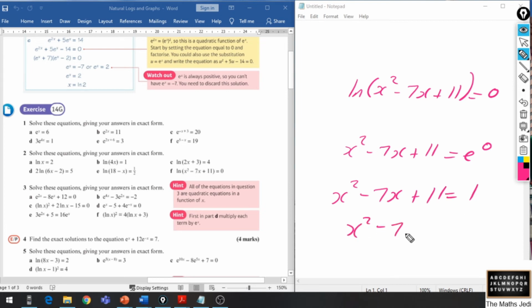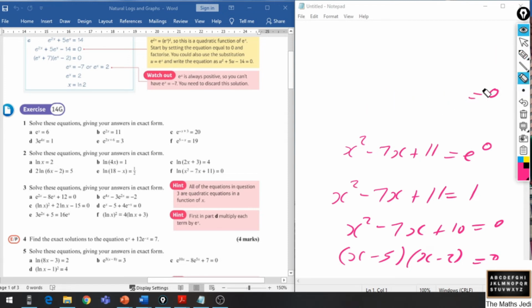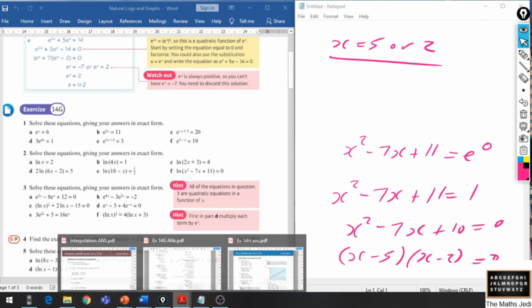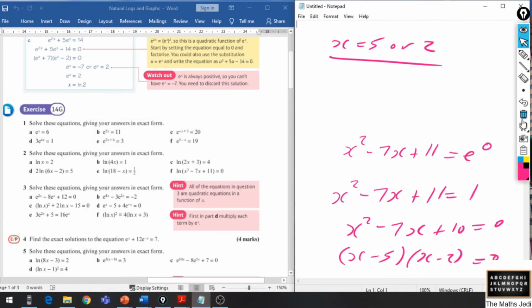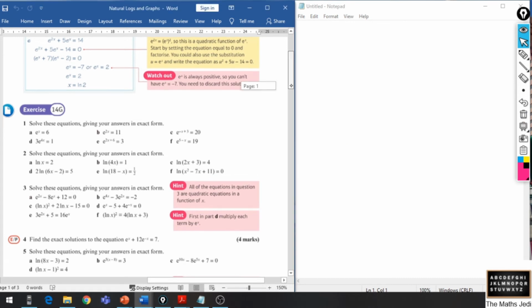And from there it's just a quadratic. So these are two factorizable quadratic expressions. Two answers, 5 or 2. So 2f, 5 or 2. There we go. Brilliant. Let's trash my annotations, move down the list a little bit.